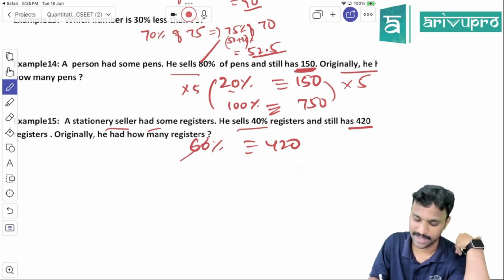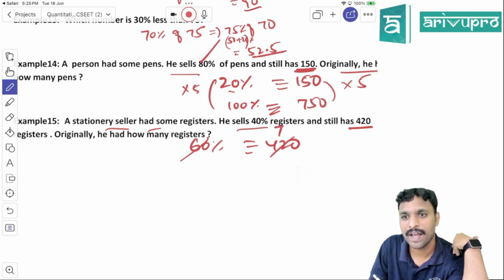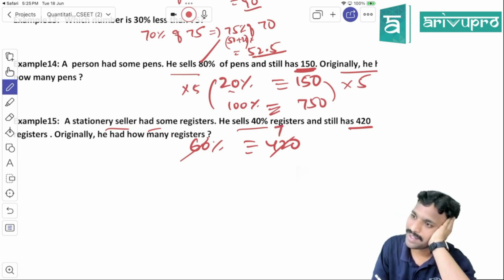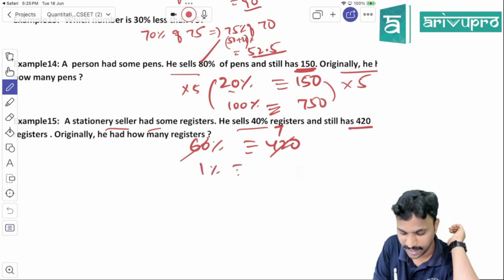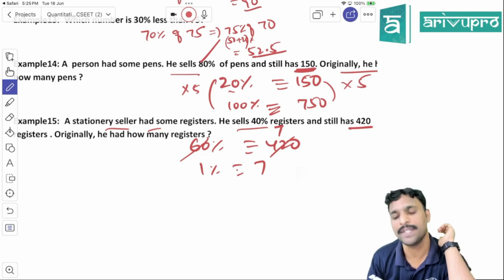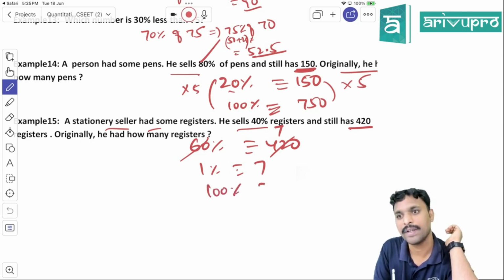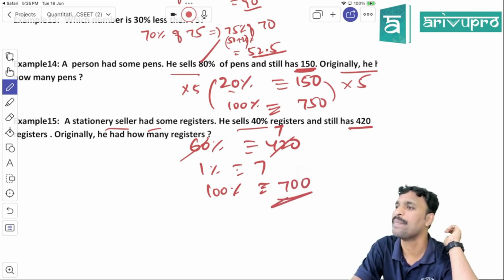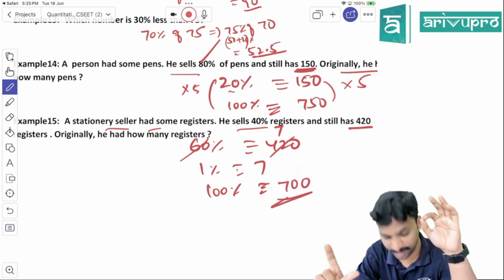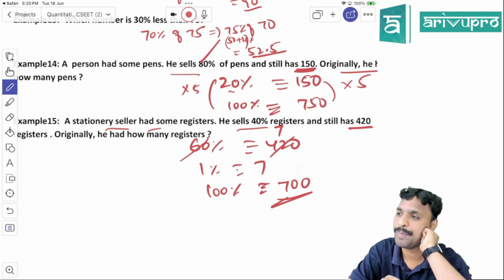60% is 420. 6 sevens are 42. 0, 0 cancel. So 1% is 7. If 1% is 7, how to get 100%? Into 100. How much? 700. He had 700 registers initially.